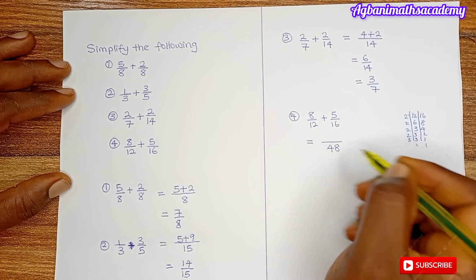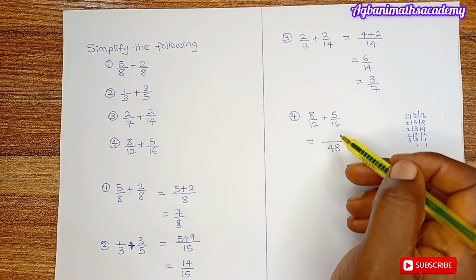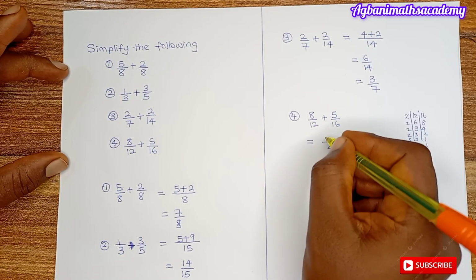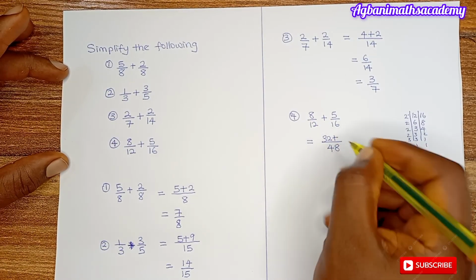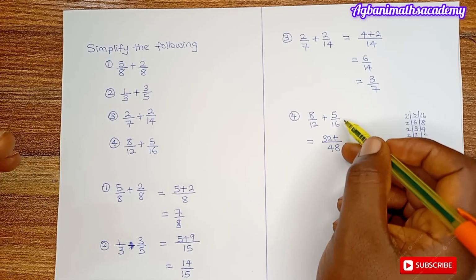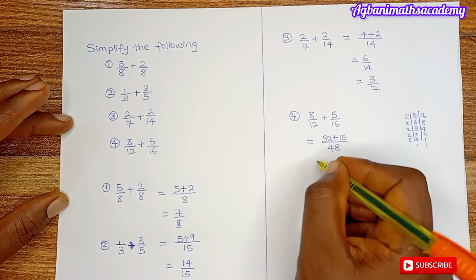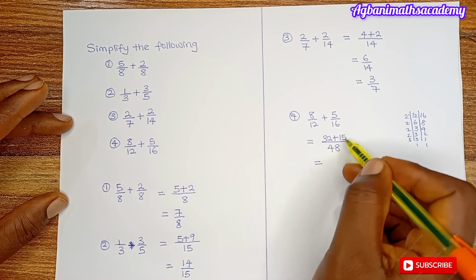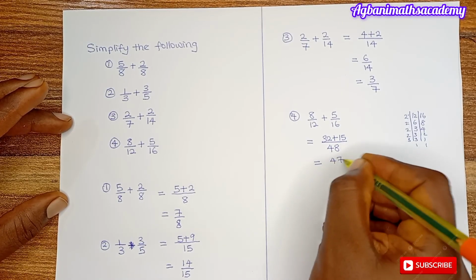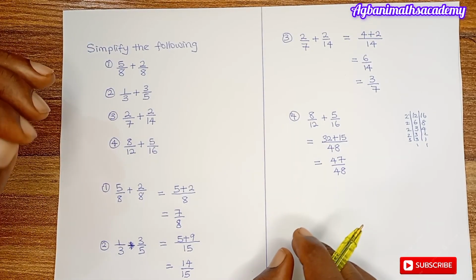So 48. Now we can use 48 to divide 12 and multiply by 8. So 48 divided by 12 is going to give us 4. 4 multiplied by 8 is going to give us 32. Plus 48 divided by 16 is going to give us 3. 3 multiplied by 5 is going to give us 15. Now we can add the numerators together. 32 plus 15 is going to give us 47 all over 48. So this is a simple answer to this particular question.